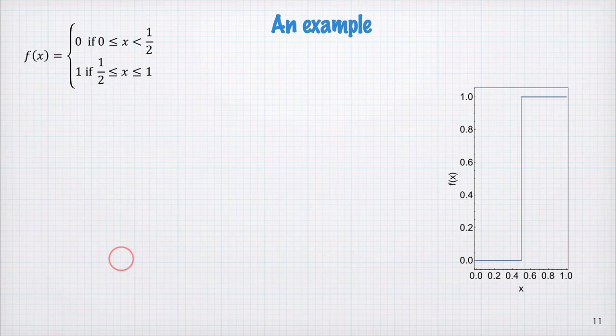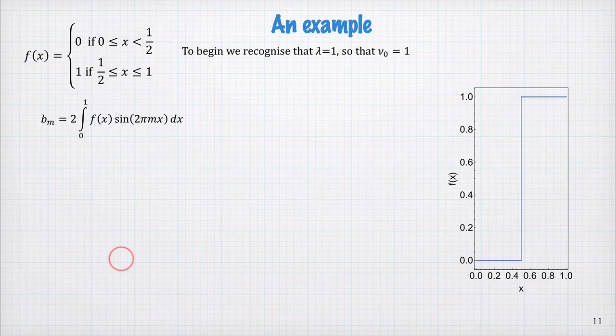Okay, so here's the example. There's the function. We recognize that lambda is 1 and u0 is equal to 1. And so the equation that we need to figure out here is the equation for bm. So the equation for bm will be twice the integral from 0 to 1, that's the period here, of f of x sine 2 pi mx, and u0 here is equal to 1, as I've said.